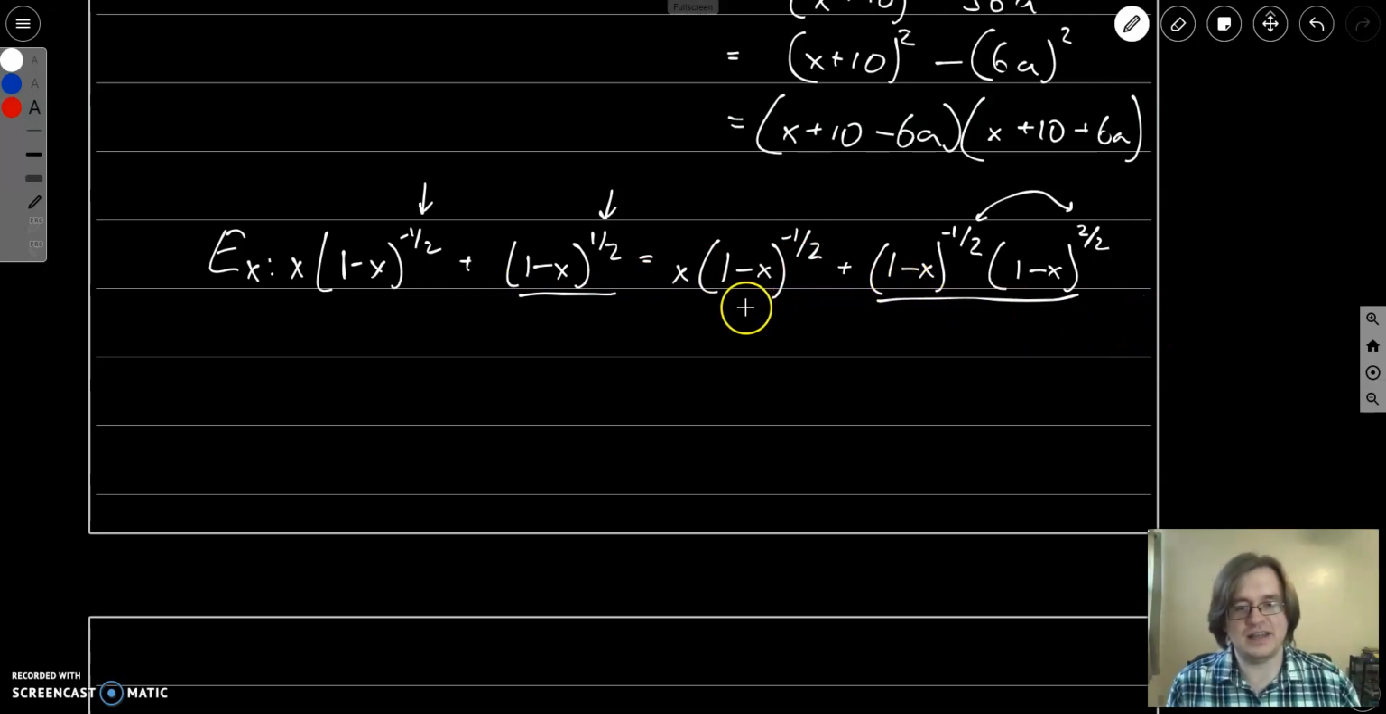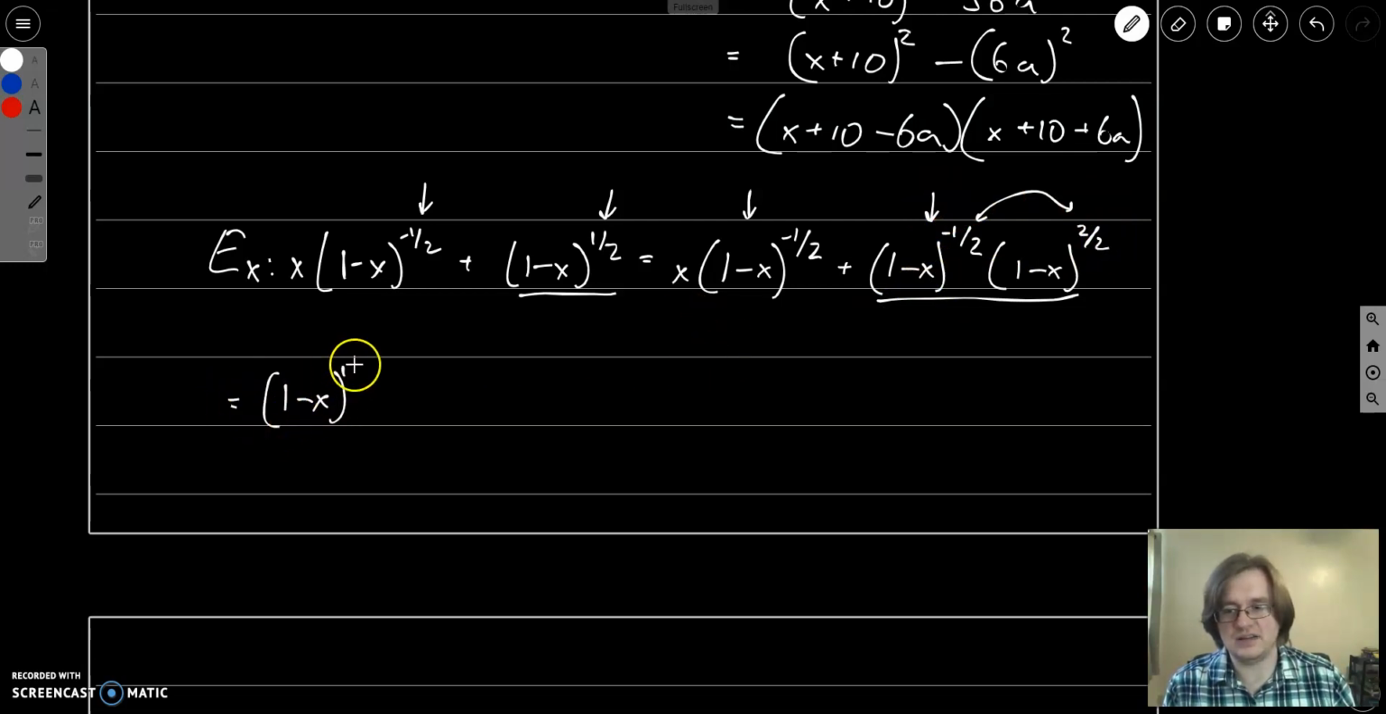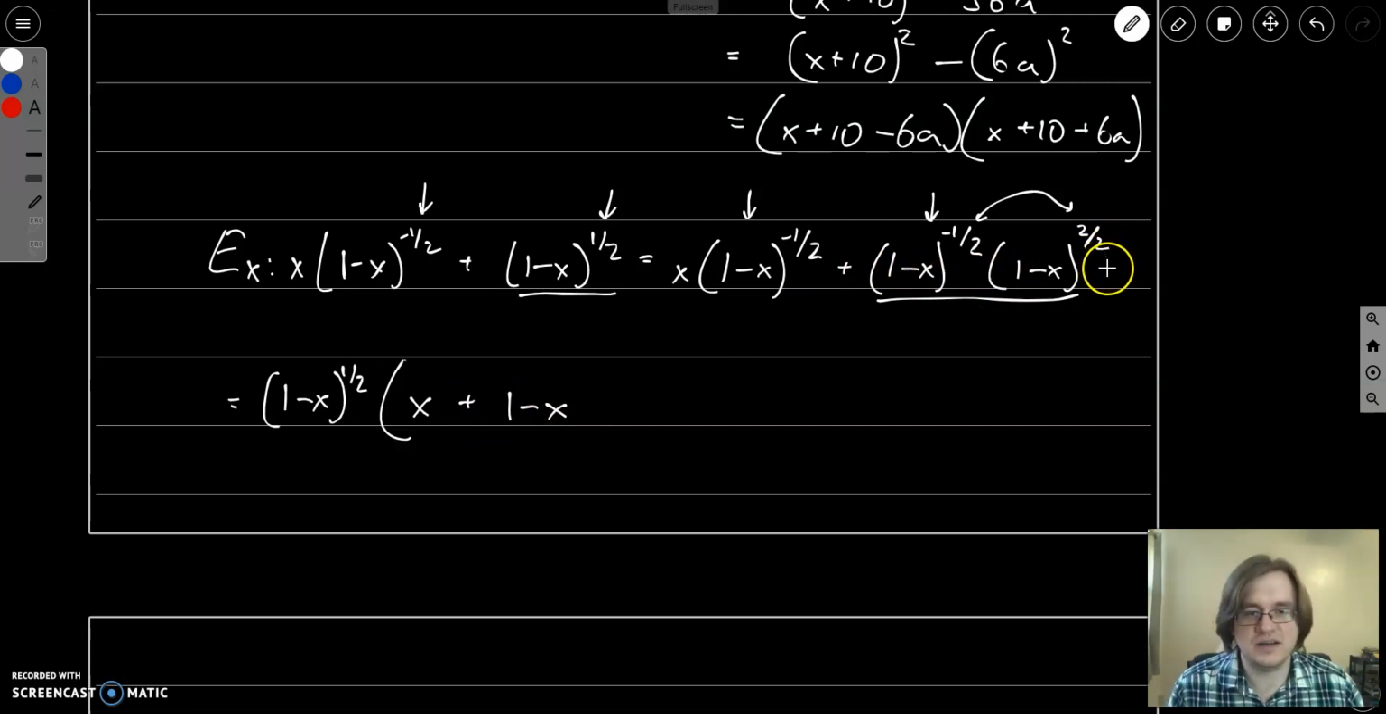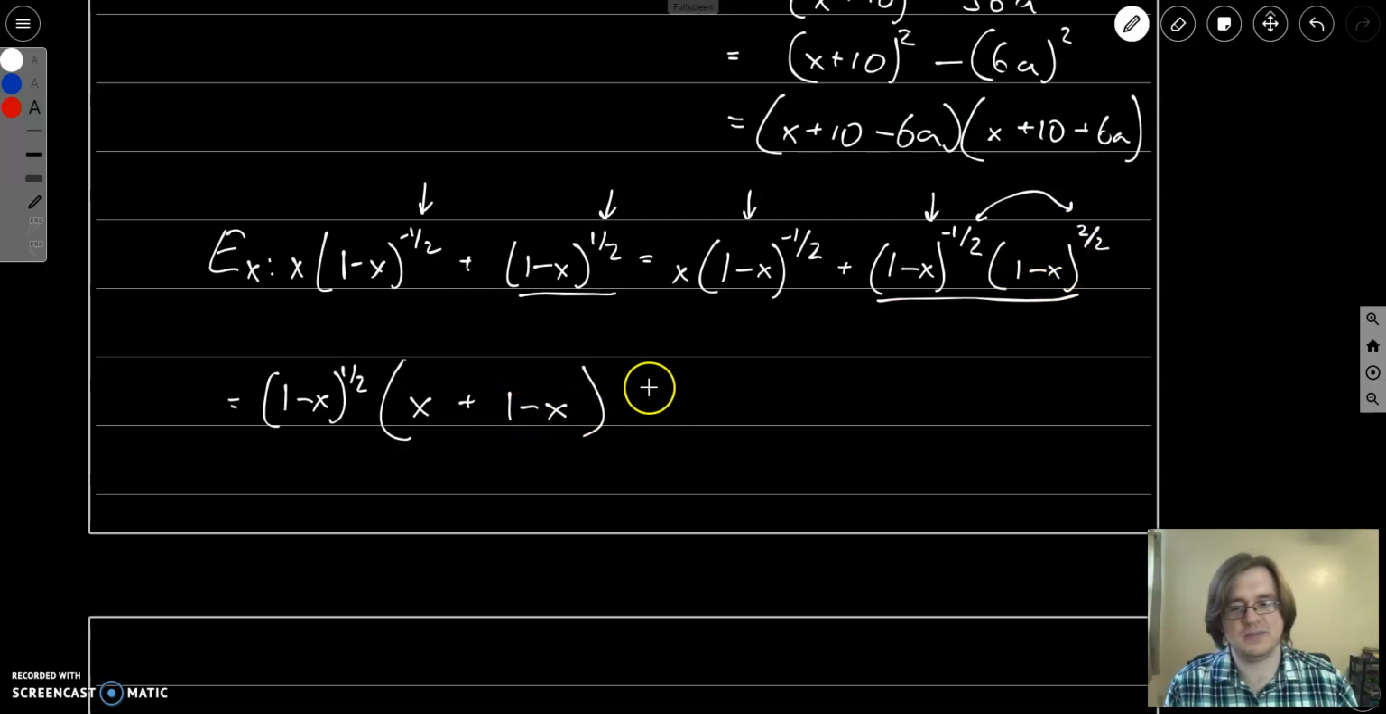And now it's really clear that I can factor out the 1 minus x to the negative 1/2 out of both of these. So this will be equal to 1 minus x to the negative 1/2 times, I'm left with an x in the first term, and I'm left with plus 1 minus x to the 2/2 power. And to the 2/2 power, that's just 1. So 1 minus x to the first power is just 1 minus x.